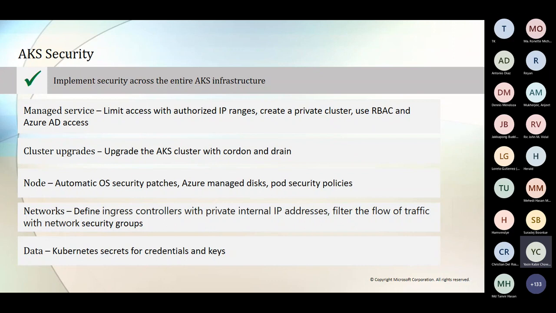Node automatic OS security patches: OS security patches are applied automatically in the node system. Node means the virtual machine side, and you can check the OS security patches. You can manage disk and pod security policy also. This is from the VM. From the network, you can define an ingress controller and a private internal IP address. Like in our Azure networking class, as we know how to secure your network, from there also firewall, and putting some rules in the NSG group, you can use here also.